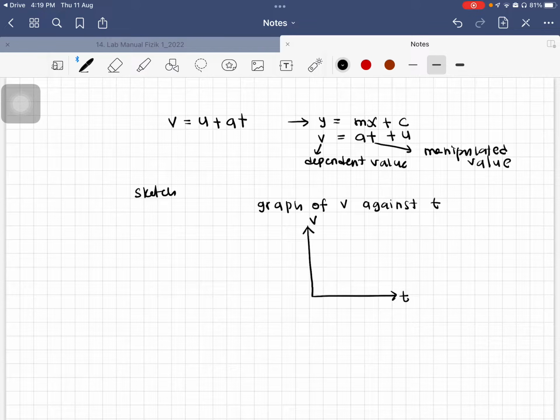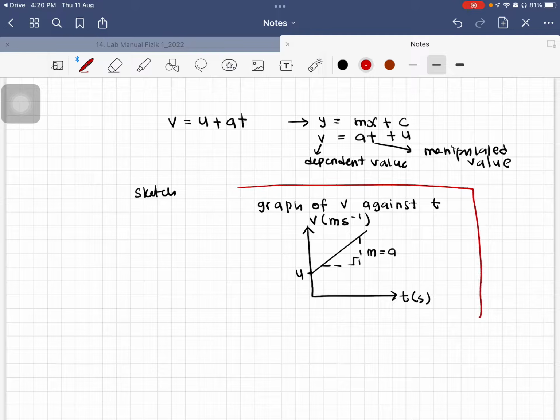Here the unit for v is meter per second, or meter second minus 1, and the unit for time is second. Then you will have a y-intercept, which here is u, and you will have the gradient. Next you draw a straight line, and then for your gradient you need to draw the triangle and put it as your m. What is your m? m is equal to a. This is how you sketch a graph.